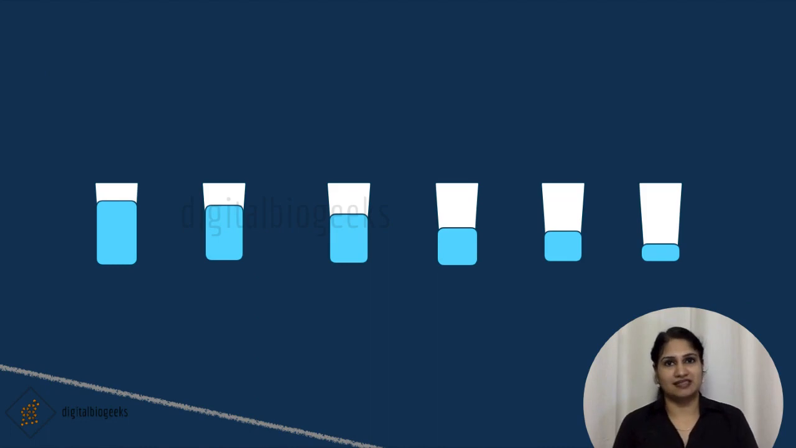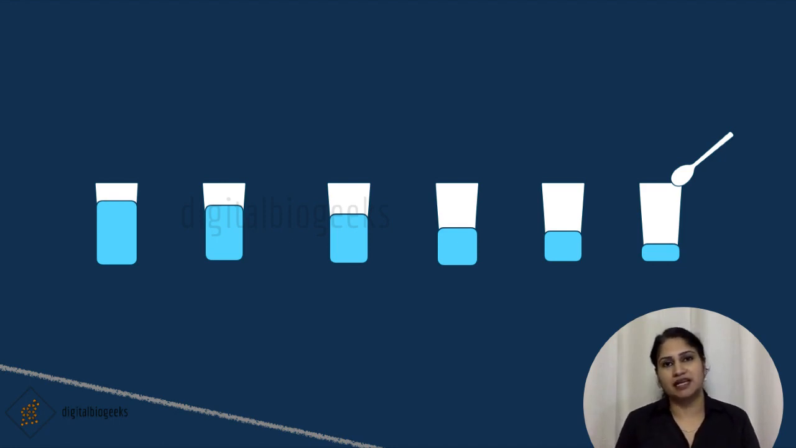I have placed 6 tumblers here and filled water in all of them, but at different levels. The level of the water increases from one end to the other end. And when I strike these tumblers with the metallic spoon, I can hear a pleasant sound. This sound is produced due to the vibration, and the frequency of the sound increases as the level of the water in the cup increases.